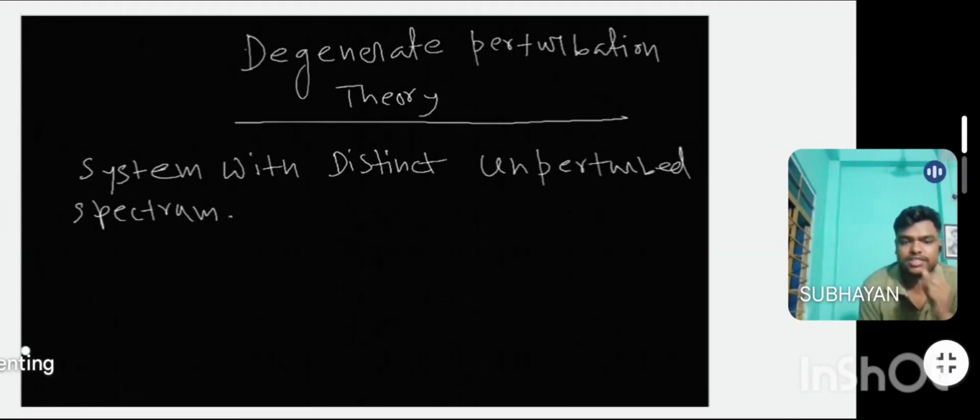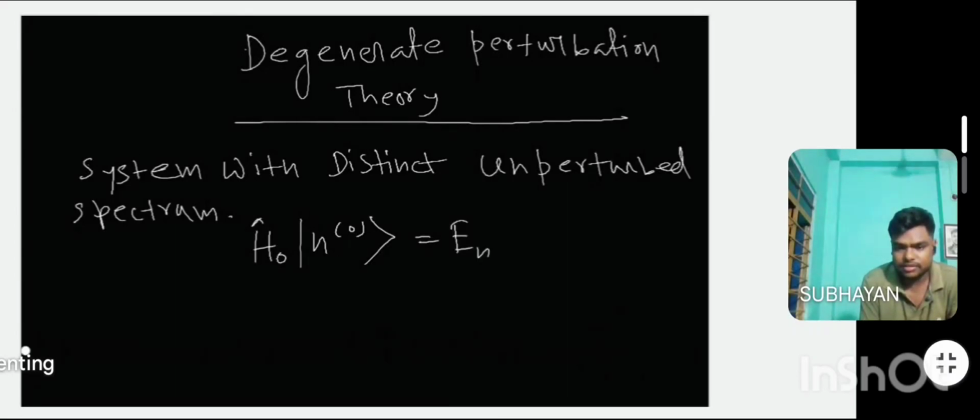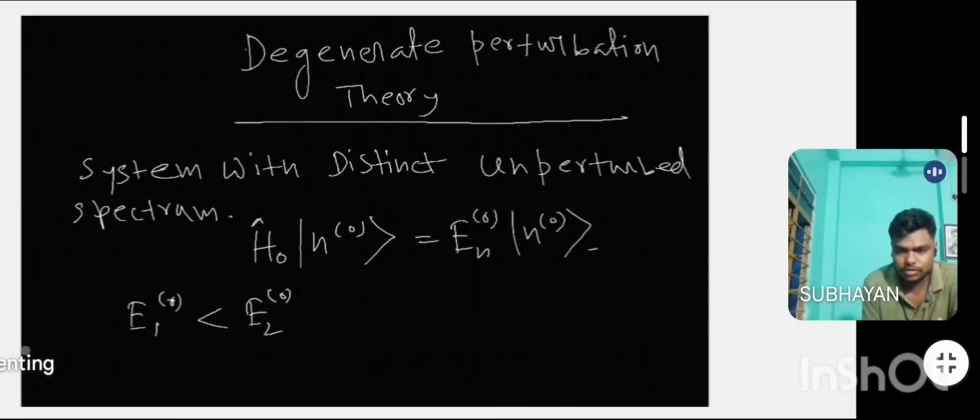Okay. So such systems are called the non-degenerate system, because suppose the Hamiltonian of the unperturbed system be H naught. So H naught of n naught is basically En naught times n naught, and the eigenvalues are essentially different. That means suppose E1 naught less than E2 naught less than E3 naught, and they are not equal to each other. So that means the system possesses a distinct set of unperturbed spectra. That means the energy eigenvalues of different states are different. So that's why the system is called a non-degenerate system.